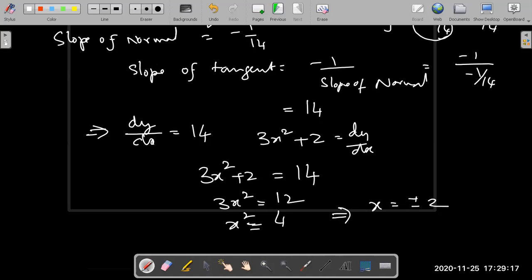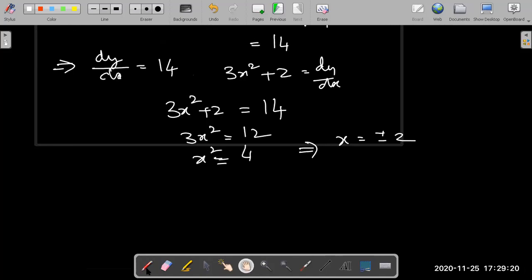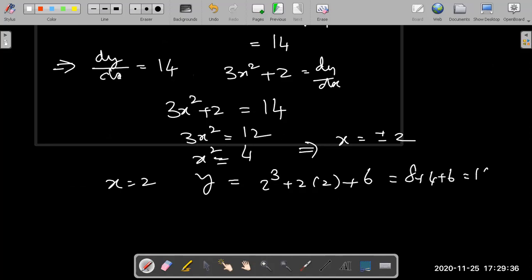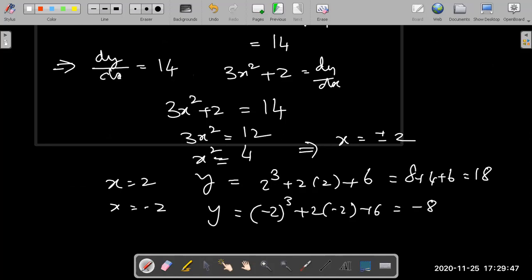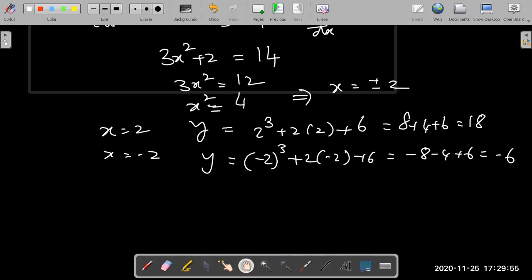So what is he asking? He is asking for equations. So find at x equal to 2, what is the y value? The y value will be 2 cube plus 2 into 2 plus 6, that's equal to 8 plus 4 plus 6, which is 18. And x equal to minus 2, y is equal to minus 2 whole cube plus 2 into minus 2 plus 6. That means minus 8 minus 4 plus 6, minus 12 plus 6, minus 6. So we got the 2 points, 2 different points.